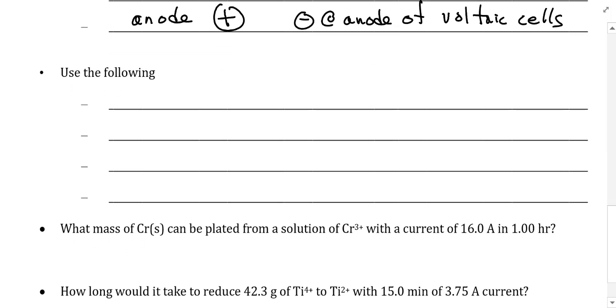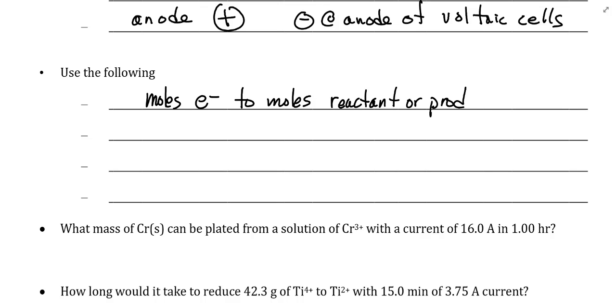There are some relationships you can use for electrolysis. This is the first relationship, in that the moles of electrons and the moles of reactants or products can be related to each other stoichiometrically. An example is the electrolysis of sulfuric acid solutions, where 2 electrons would combine with 2 protons to make one H2 molecule. So there's a stoichiometric relationship between the electrons and the H+, or the electrons and the H2 molecules.